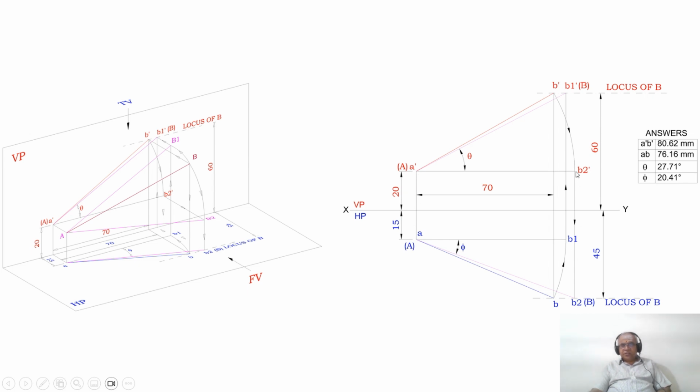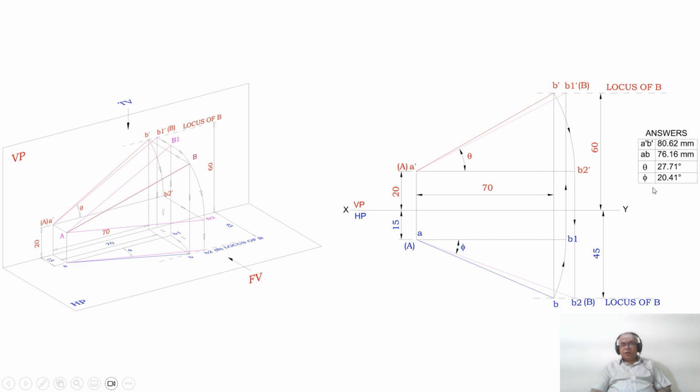How do I get that? You draw a vertical projector from B2 dash such that it cuts the locus of B in the top view, and you mark this point as B2. Since the front view line is parallel, correspondingly in the top view, that line is in true length. Therefore, you mark this as capital A and this as capital B. Join AB2 a little bit thicker than the XY line.